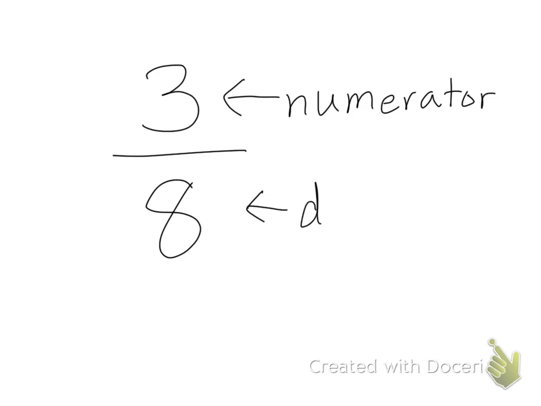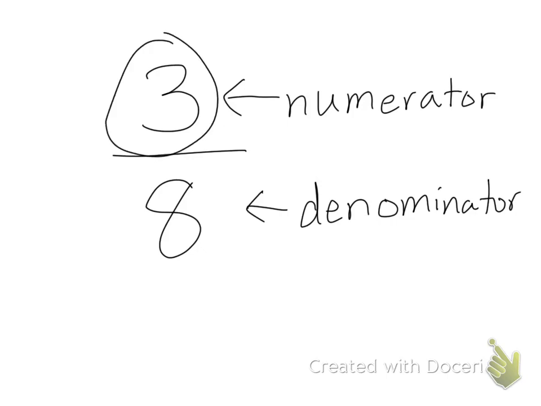Let's write that a little bit better. The numerator tells us how many pieces are shaded, and the denominator tells us how many pieces there are total. We remember that the denominator is the bottom number because D is the same as the word down. Denominator starts with D and down starts with D.